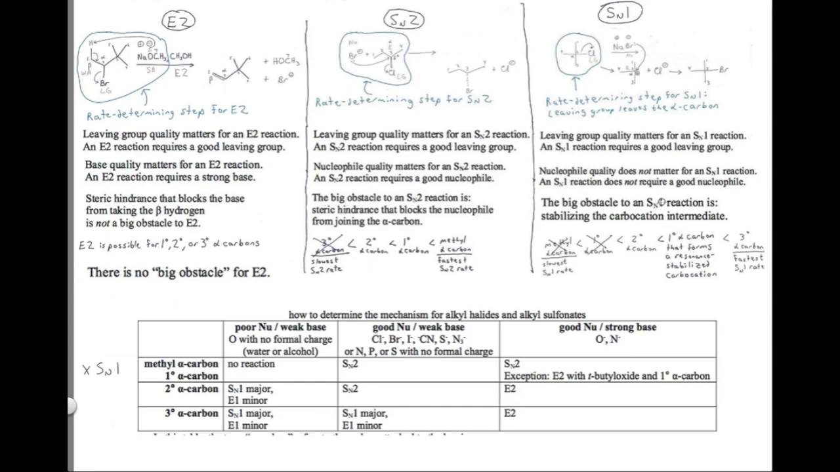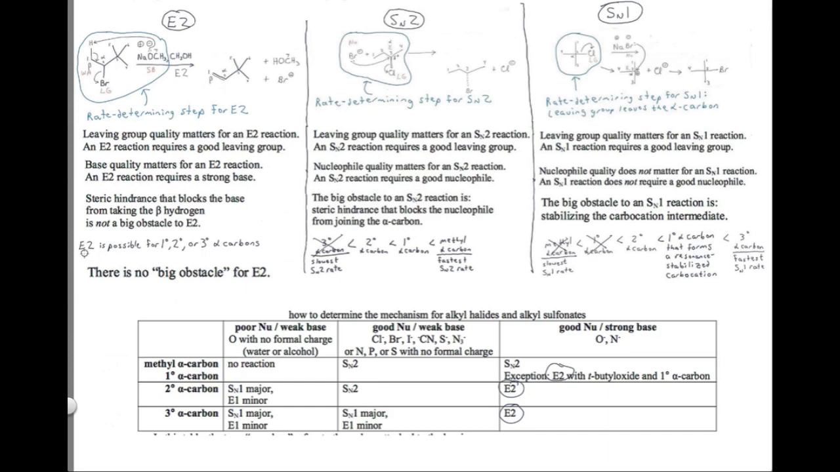You can carry out an SN1 reaction on a primary alpha carbon if it would form a resonance stabilized carbocation. So now we see why there's no SN1 reactions in the top row of the table. But notice that there are E2 reactions in all 3 rows of the table. Why does it make sense that there are E2 reactions in all 3 rows of the table?